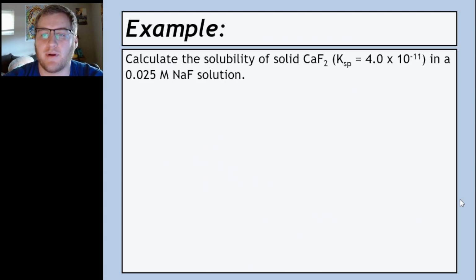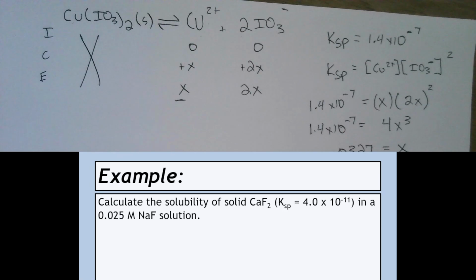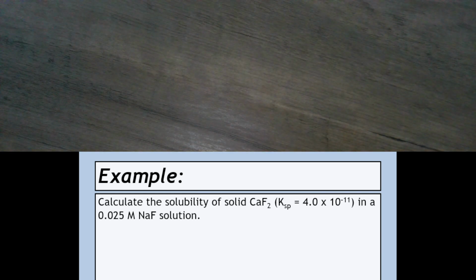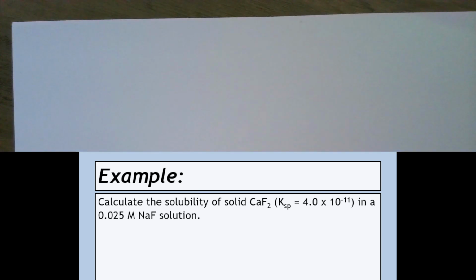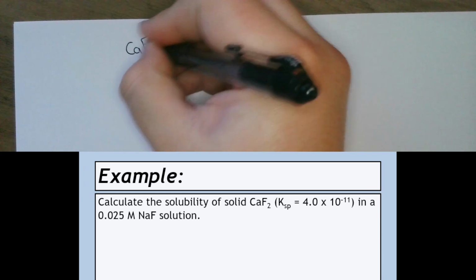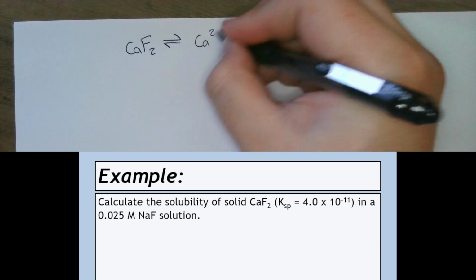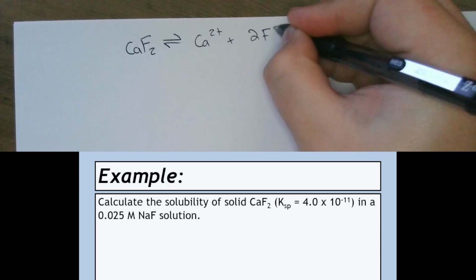Okay. Next problem here. Calculate the solubility of solid CaF2 in 0.025 M solution. Okay. Last example for today. We're going to try to dissolve our calcium fluoride. It dissolves into a calcium 2+ and 2 F-.